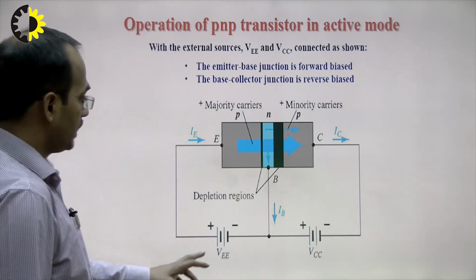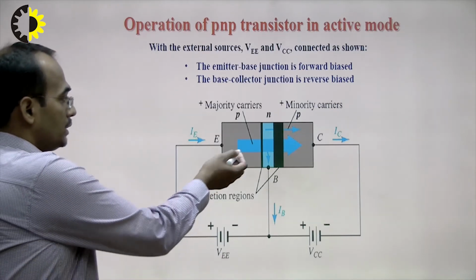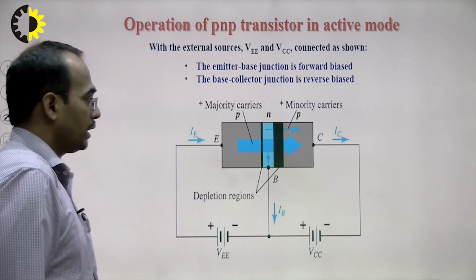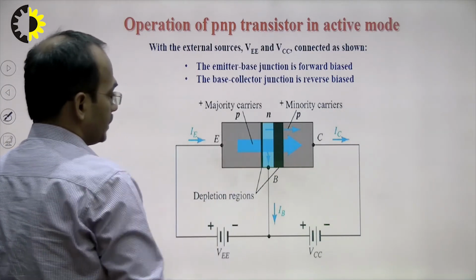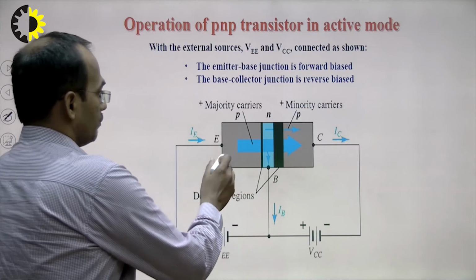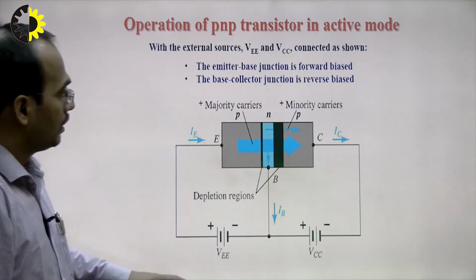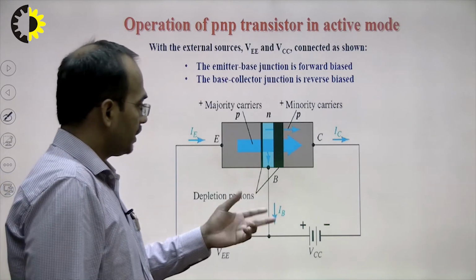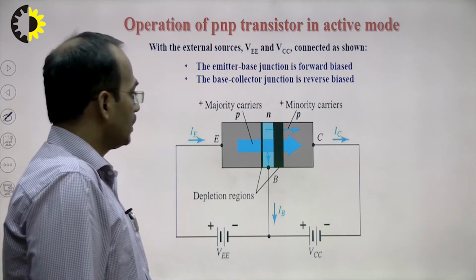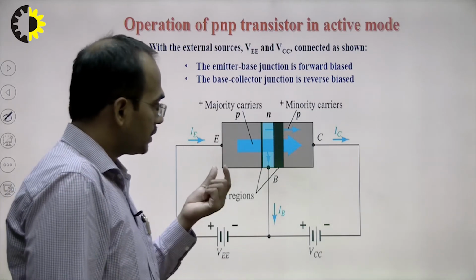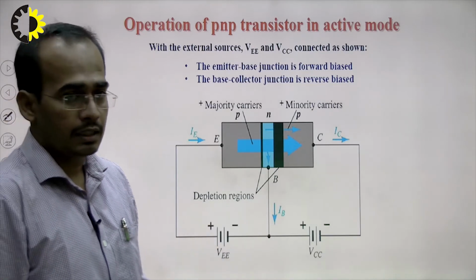When I forward bias this emitter base junction, what will happen? This positive terminal will repel the majority charge carriers of this P type semiconductor material and the holes will move from emitter to base. Because we have reverse biased this collector base junction, the effective width of this base region has been reduced, or you can say the base region is very thin and lightly doped.